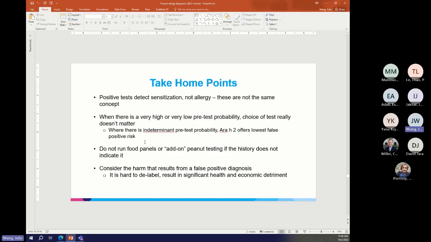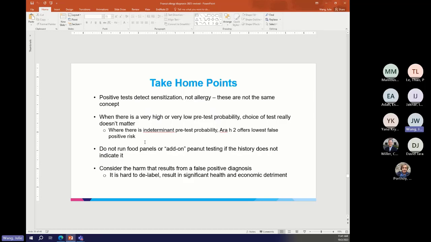When there is very high or very low pretest probability based on the history, then the choice of test really doesn't matter because the skin test or the blood test will not move that percentage chance of allergy by much. It's that middle zone, when there's indeterminate or moderate pretest probability, then Ara h2 IgE offers the lowest rates of false positive tests.